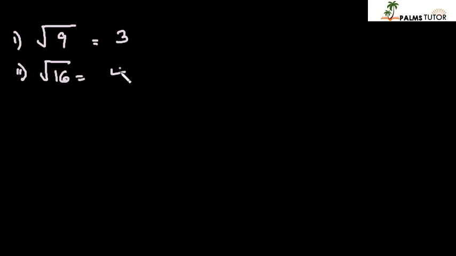So for instance, now we have square root of 9. What's the square root of 9? We are looking for a number that will multiply itself to give 9. And that is 3. 3 multiplied by 3 gives us 9. Square root of 16 is 4, because 4 multiplied by 4 will give us 16.